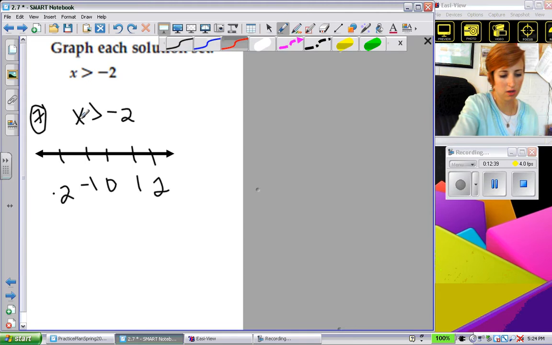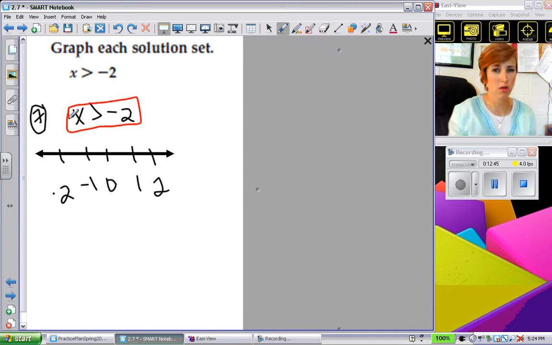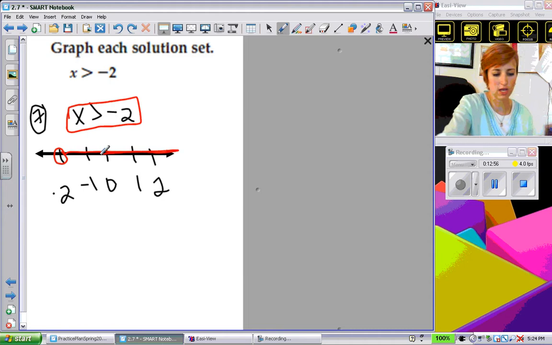So we look at our inequality symbol. First thing to do is to decide if it's an open or closed circle. No line under it means it's open because we don't include -2. And then it says x is greater than, and it points to the right. So I'm going to shade to the right and shade in my arrow.